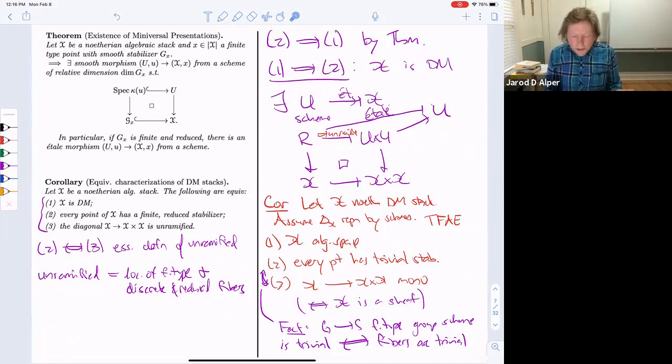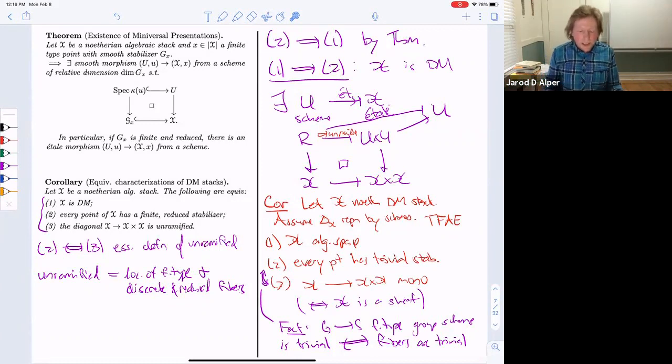But on the other hand, from a philosophical perspective, it's just good to know. I mean, you don't want this. It's good to know that the statement is true without this hypothesis, because otherwise, if it wasn't true, then we didn't have the right notion for an algebraic space.